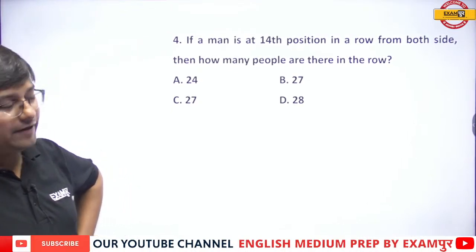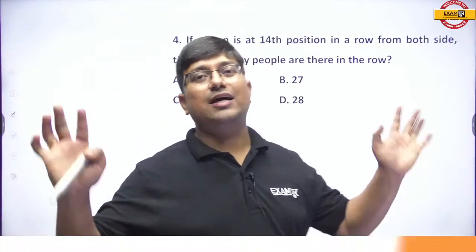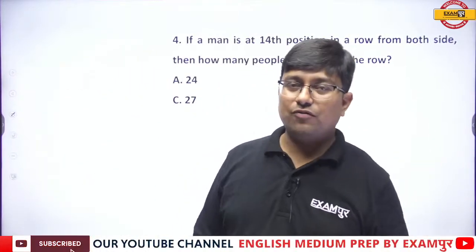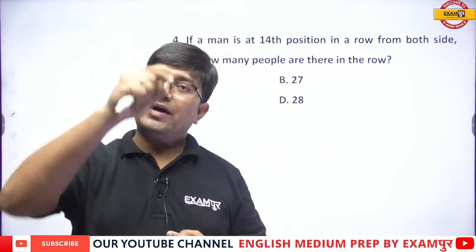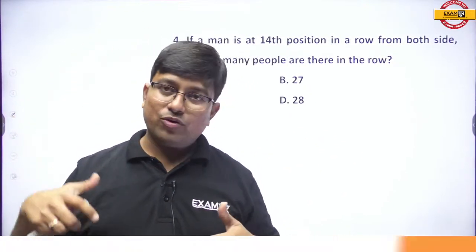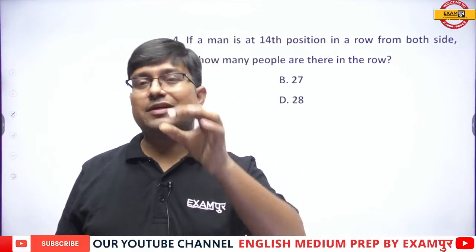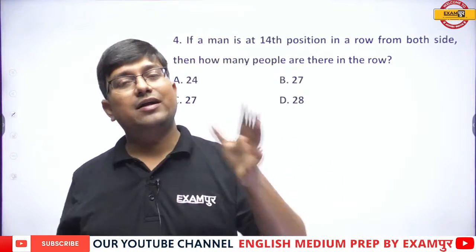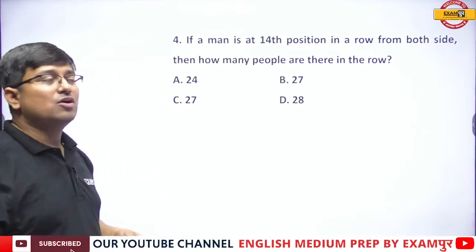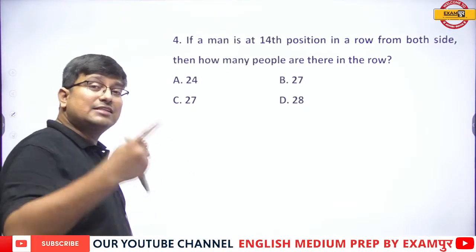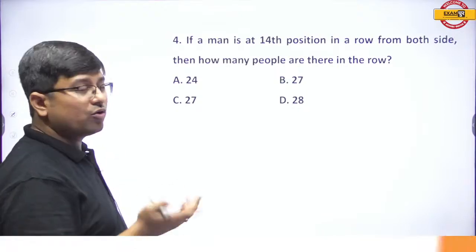Okay, fine. If the position of any person from both the ends is known, now both the ends can be top end and bottom end, or it can be the left hand and right hand. So if the position of any person from both the ends is known, we add the two positions and then subtract 1 to take care of double counting or over counting.